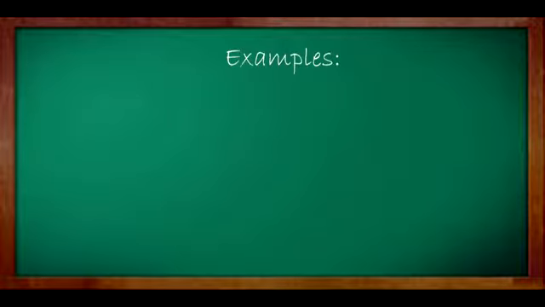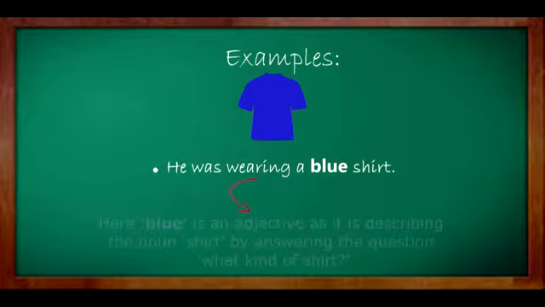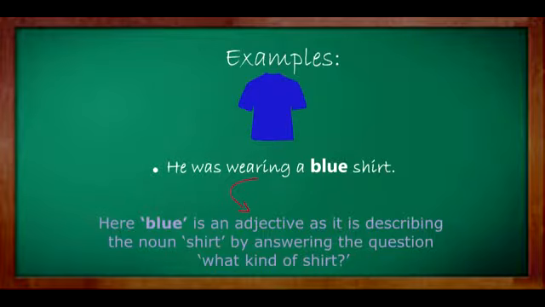Example: he was wearing a blue shirt. Here, blue is an adjective as it is describing the noun shirt by answering the question, what kind of shirt?